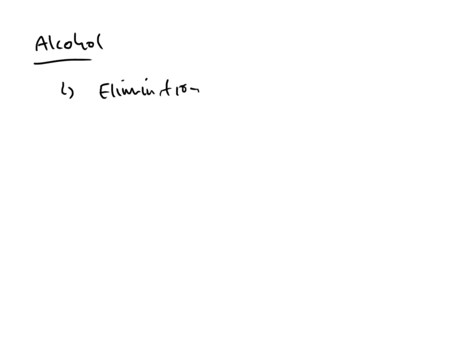Okay, so welcome back, and now we're going to talk about elimination. We're going to take a break from substitution, because that's what we've been doing with these alcohol reactions. We've been adding something onto an alcohol, getting rid of the alcohol group, and replacing it with something else. By definition, that's substitution. But now we're going to take a look at elimination.